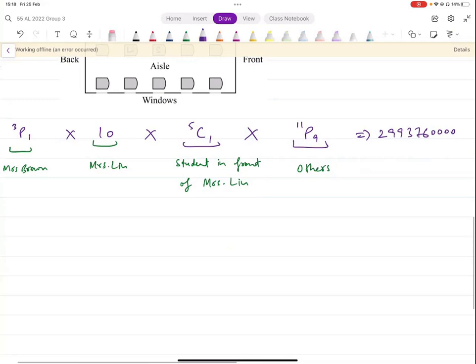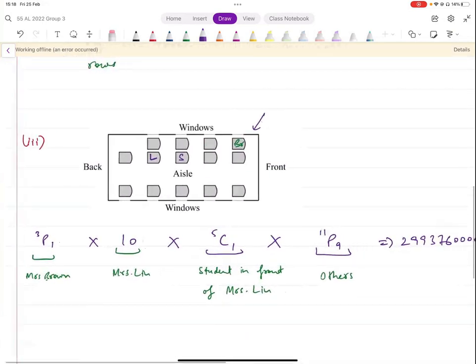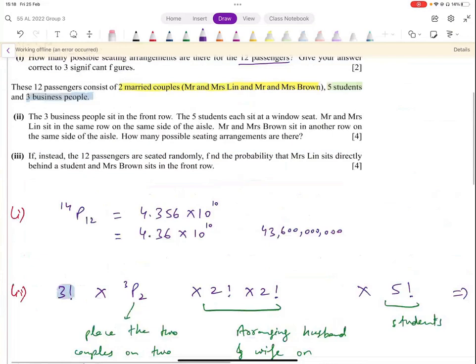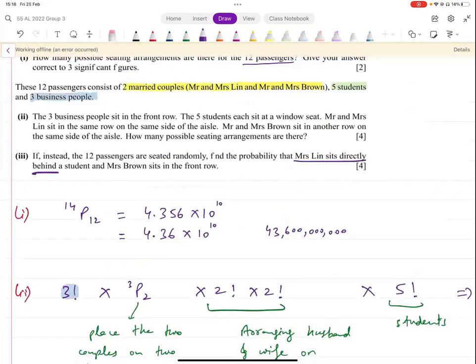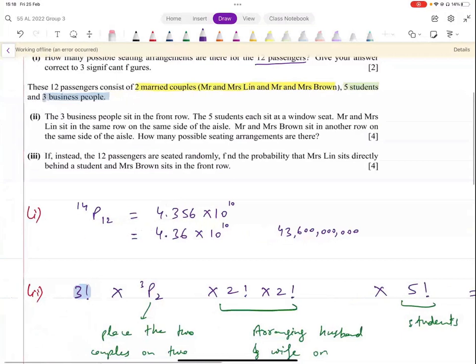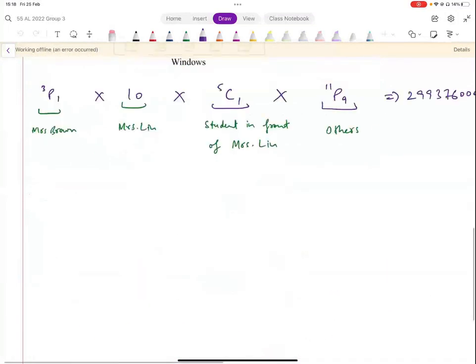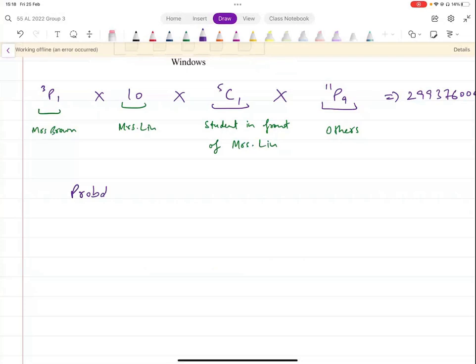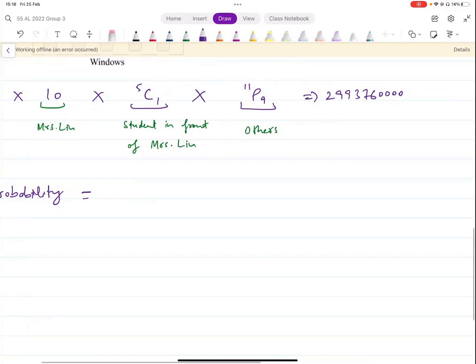Okay, so these are the number of ways that satisfy the given condition: Mrs. Lin sits directly behind a student, Mrs. Brown sits in the front row. Now we have to find the probability. What does probability mean? Number of favorable outcomes divided by the total number of outcomes. So how will the probability come? These are the number of ways that satisfy our condition: 2, 9, 9, 3, 7, 6, and then 4 zeros.